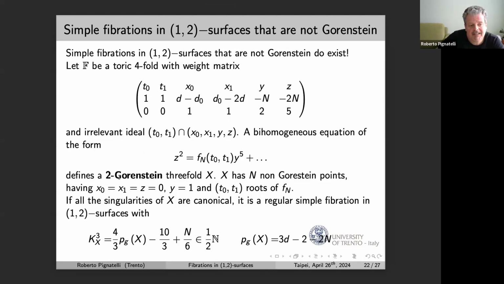In fact, a simple fibration in 1-2 surfaces is automatically Gorenstein. The assumption we gave implies that, that's proved. That's simple.